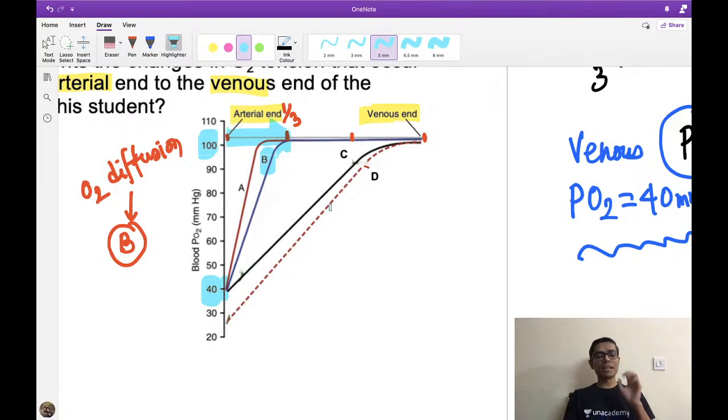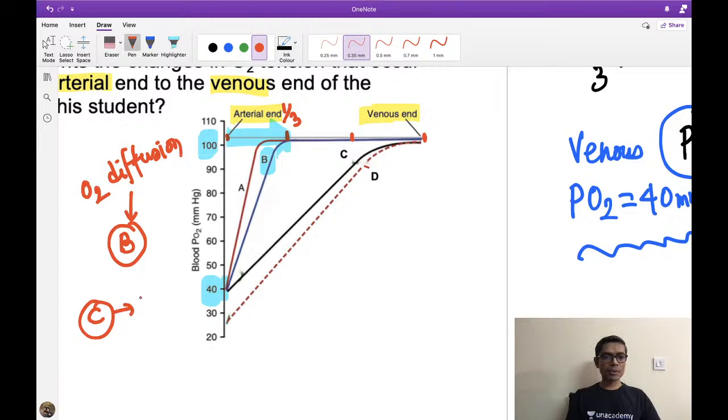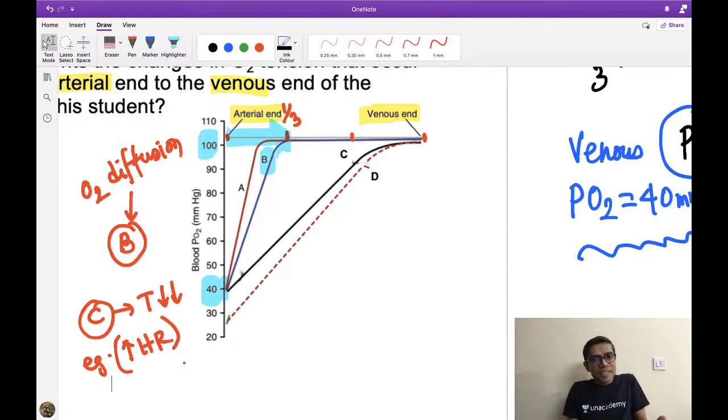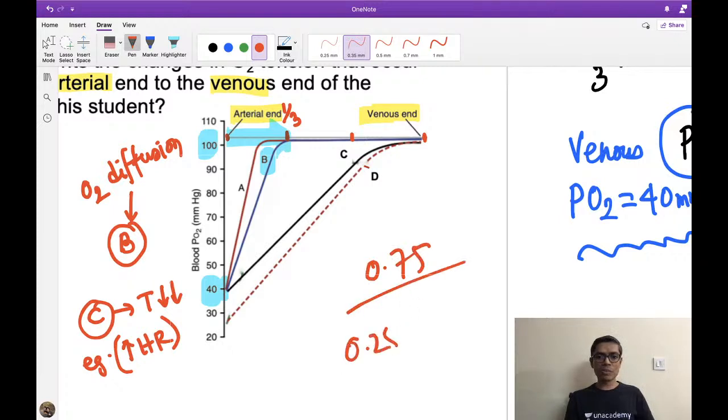Now look at curve C. The C curve is the one where the transit time has been decreased. That means I can say the C curve is a curve where the transit time has been reduced. Why has it been reduced? Maybe, for example, suppose there is an increase in heart rate. Due to the increase in heart rate, the blood is flowing through the pulmonary capillary in a rapid manner. So what will happen? The transit time will decrease. Transit time was normally 0.75 second, now suppose it has reduced to 0.25 second.